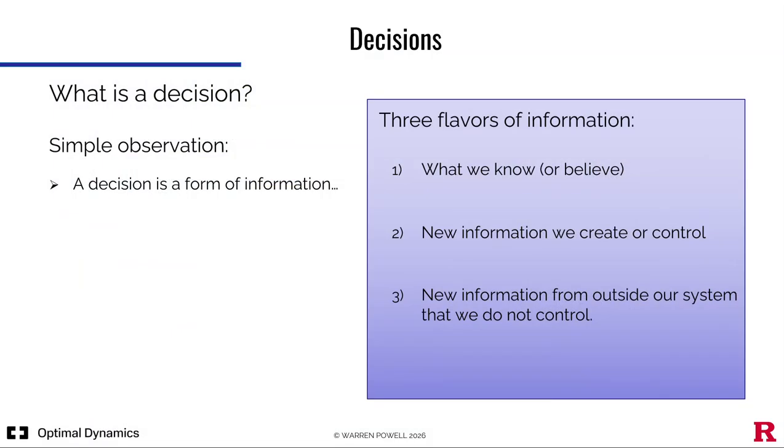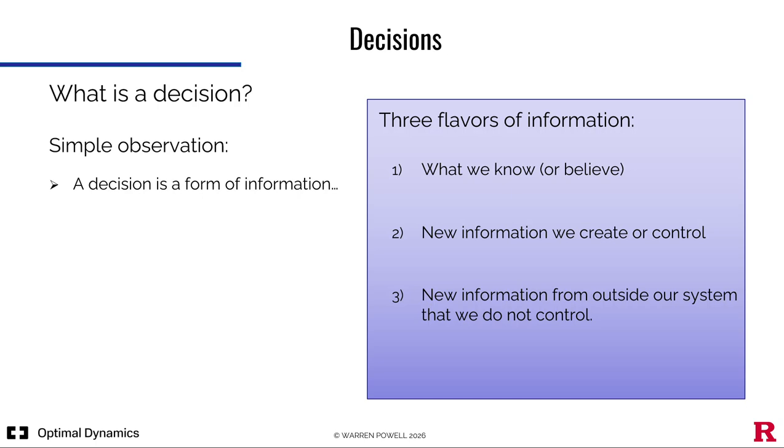Now, let me start with a simple observation. There are three flavors of information from the perspective of how that changes over time. If I'm at time t, there's what I know. That's a snapshot. You could call it the state of knowledge. And then the state of knowledge changes in part because of information that I control. I, as a controller, can create or control information. And then there's new information that just happens to me from outside my system.